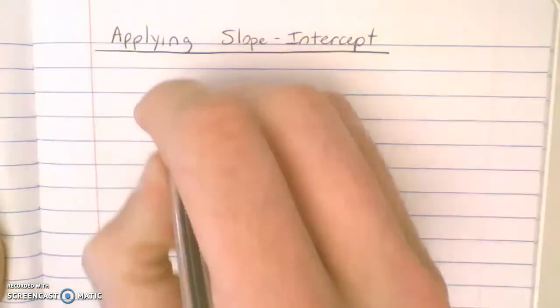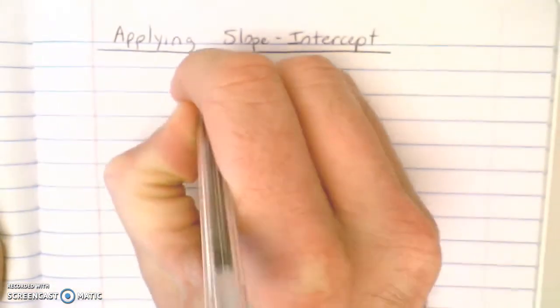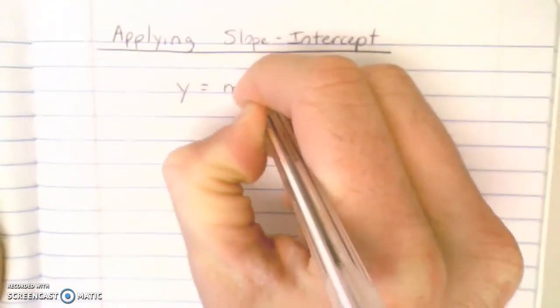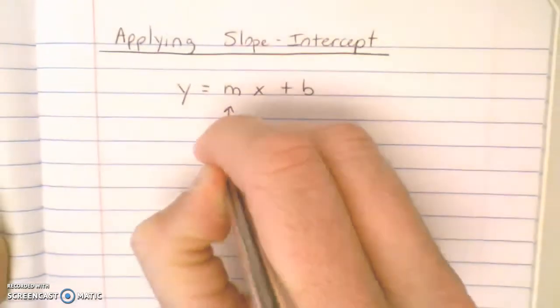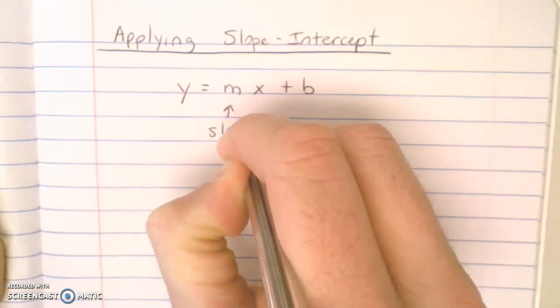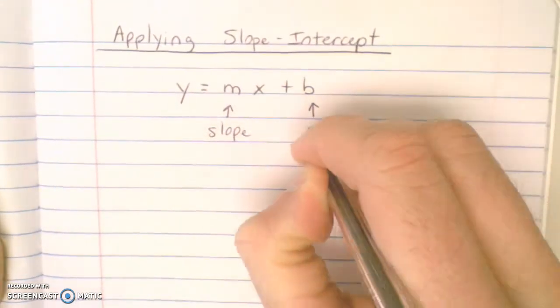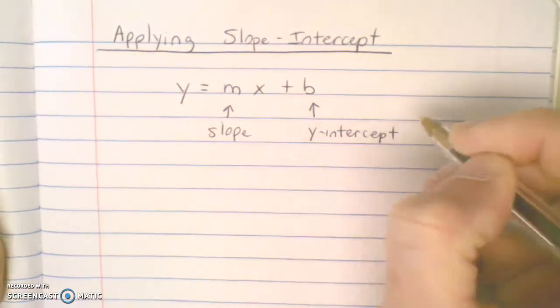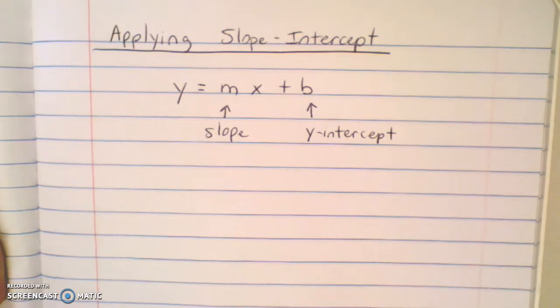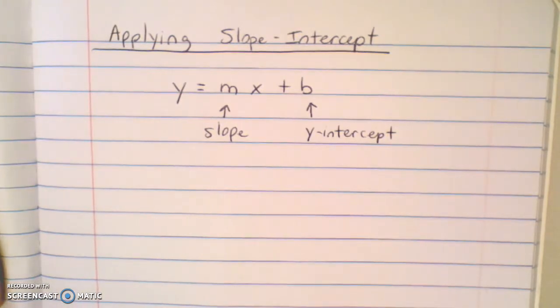Just a reminder that slope-intercept, remember, is y equals mx plus b. And m is the slope, and b is the y-intercept. So we used that to graph equations before, and now we're going to start applying that to some word problems.